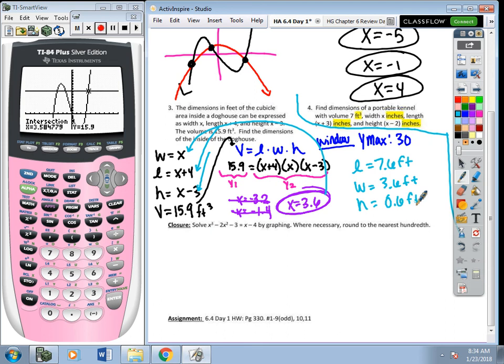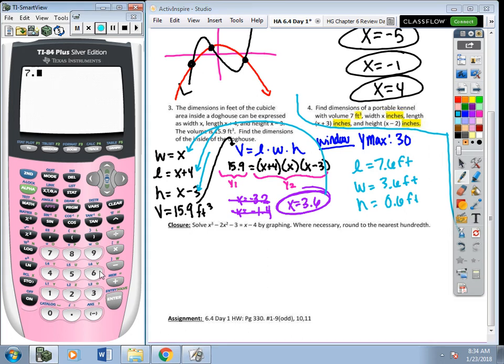Now, some students will then say, Mrs. Bennett, I checked my answer. If you were to go and actually multiply those together, you don't get 15.9. Why? They're rounded. We rounded this answer, which then rounded all the other answers. So your final answer is not going to be perfect because you are rounding, but as long as it's close, you'll know that you probably got it right. Okay, so just be aware of that. When you round answers, you're changing your final answer as well.